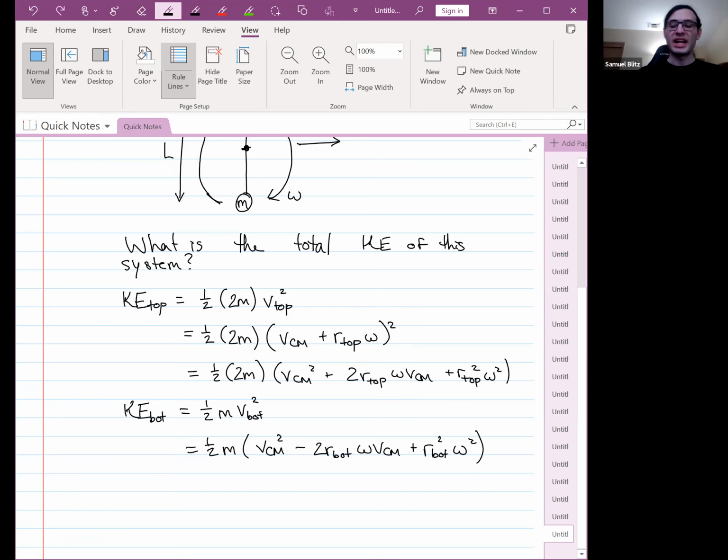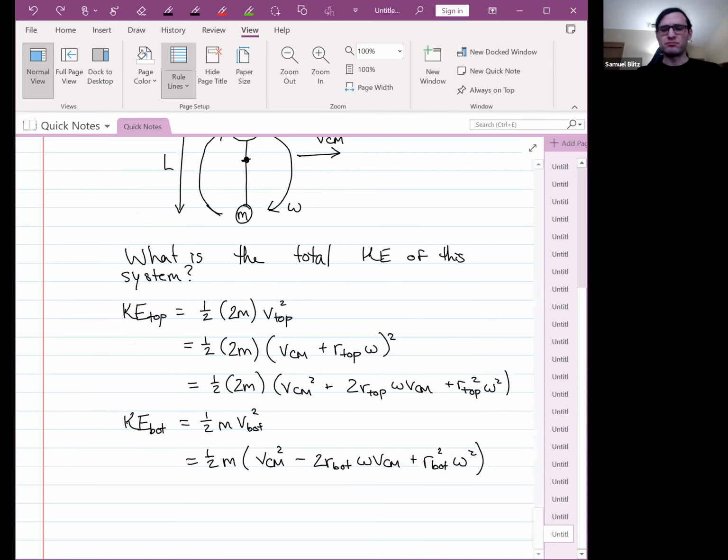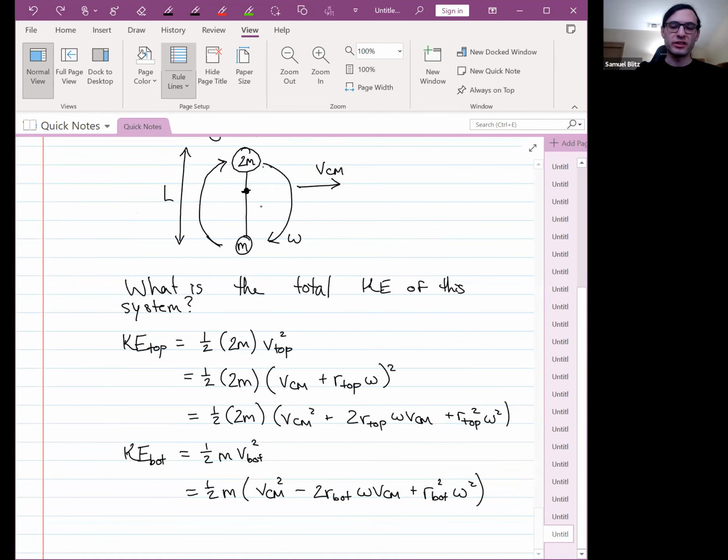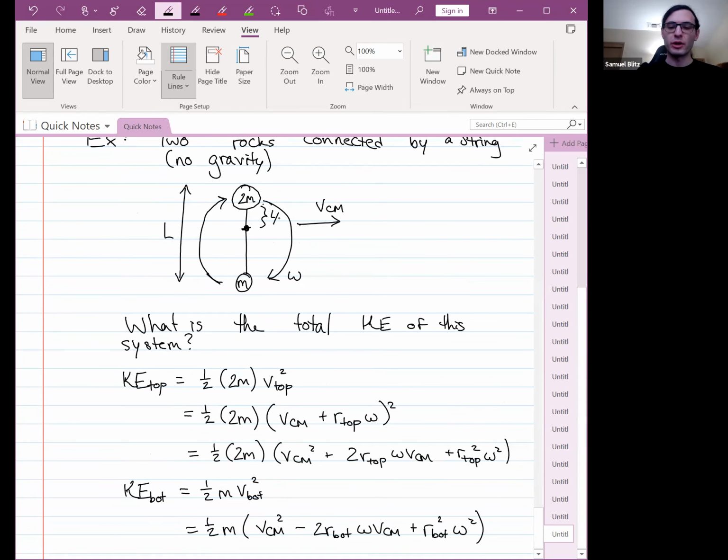Okay. And now let's just double check. What is this distance? This distance should be L over 3, right? And this distance should be 2L over 3. So that's our top and our bottom. And we can find that out by just noting that the center of mass should be 1/3 of the way from the heavier one to the lighter one because it's 2/3 of the mass.